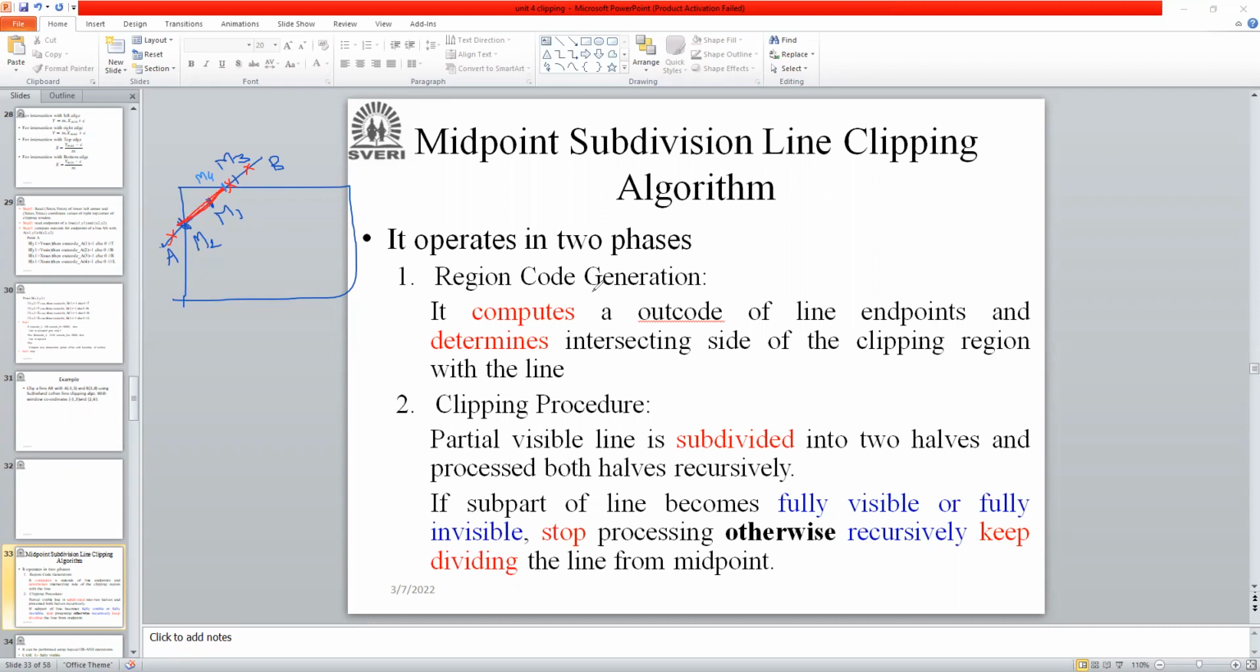Right? So what we are going to do is, for a partial line, we are going to subdivide the line at its midpoint recursively, every time checking the two chords, whether they are inside or outside. If they are inside, accept them. If they are outside, reject them. If they are partially visible, then again go on subdividing the line. So this process is repeated. Okay, getting the principle behind this midpoint subdivision algorithm.